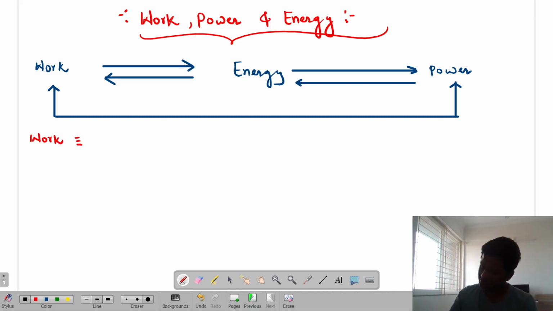Force into displacement is work. F into S cos theta. I'm not asking the formula. I want to understand what is work. Okay, define energy first. Capacity. Then power.